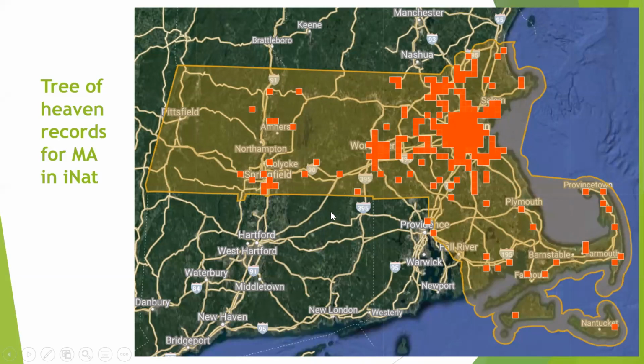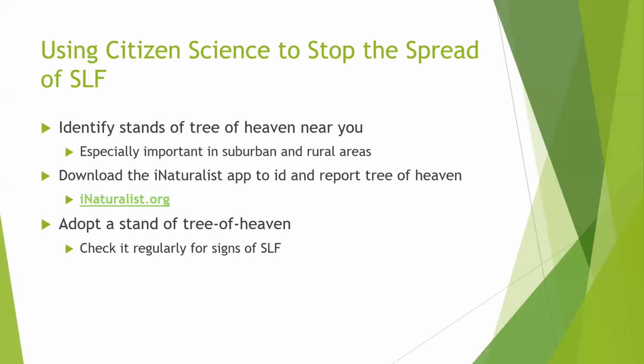And that doesn't mean that there's no tree of heaven there. It means that there's no reports from there. Specifically, what we're interested in is folks that are willing to help us by using the iNaturalist app to identify stands of tree of heaven that are near where they live or work, but specifically in suburban and rural areas.